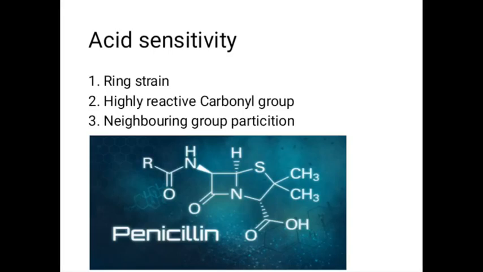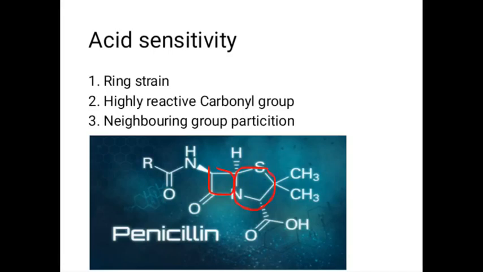Okay, even in an exam, when the question says highlight the factors that are associated with acid sensitivity, these are the factors mentioned, and explain them. Now let us delve deeper into them and explain them. So ring strain number 1. So the bicyclic ring system consists of a 4-membered ring fused to a 5-membered ring, as you can see.